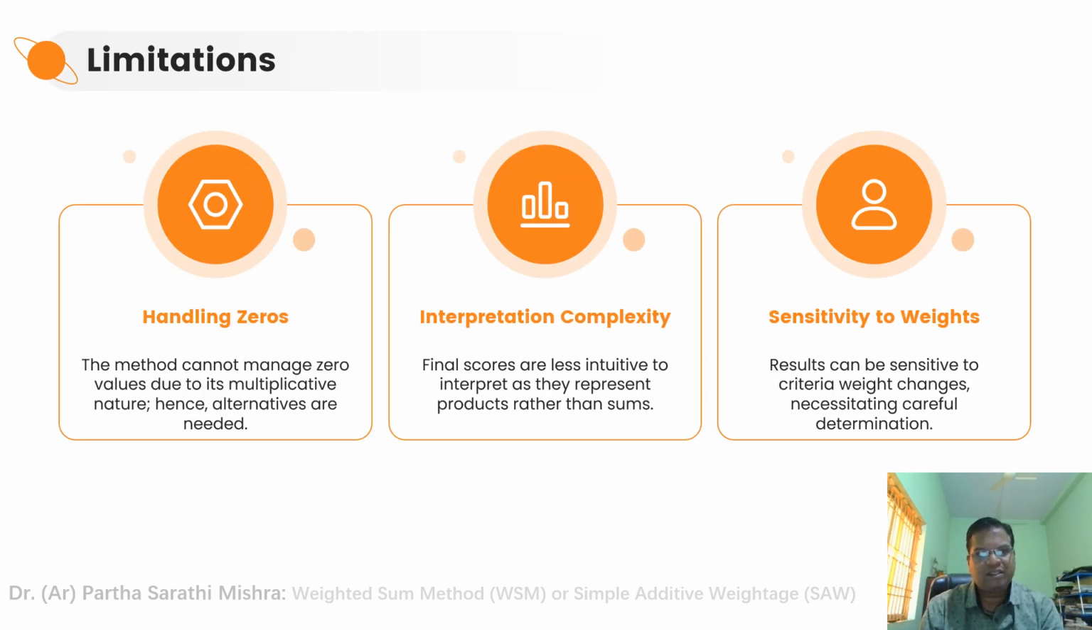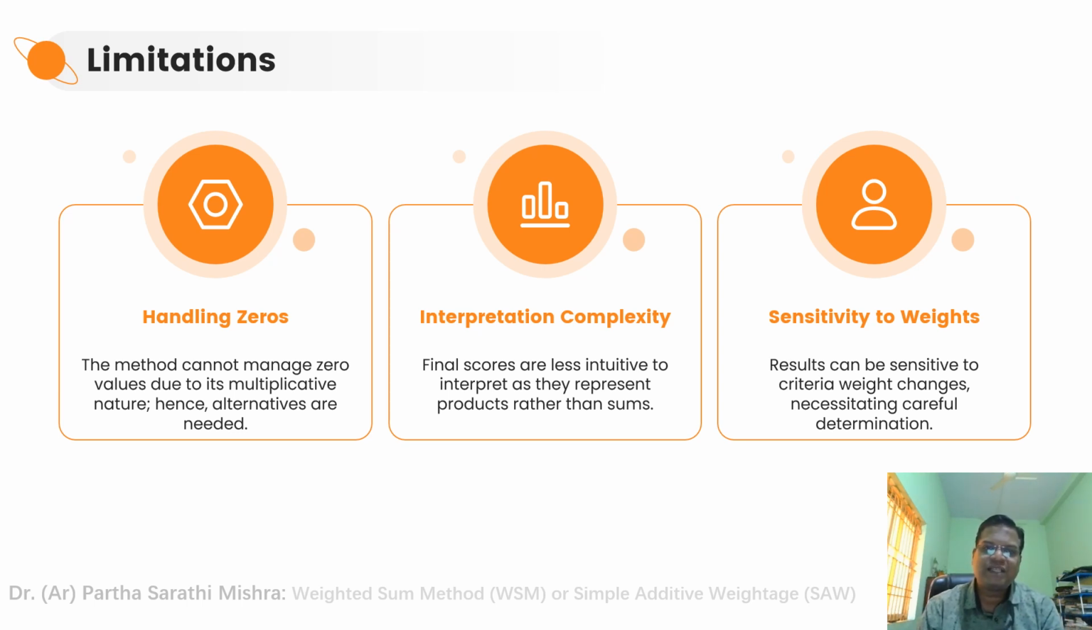Now the limitations. Every method has its own limitations, so WPM also has its limitations, and we should be aware of them. It cannot handle zero values due to its multiplicative nature. If we multiply anything by zero, the value automatically becomes zero. So we cannot use zero values. So it is a limitation.